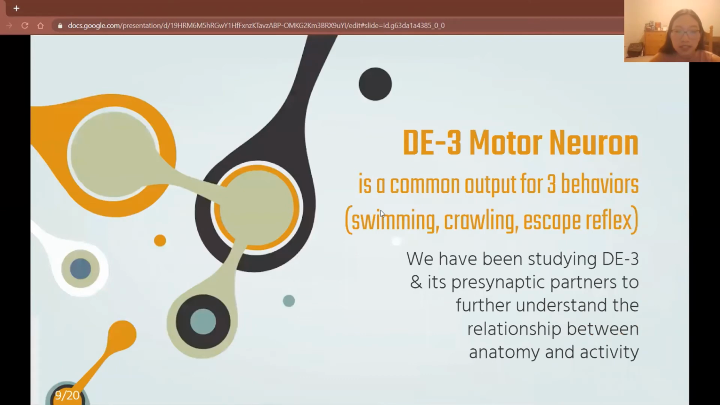We'll be focusing on the leech's DE3 motor neuron and 3 key behaviors: swimming, crawling, and an escape reflex we refer to as local bending. All of these behaviors share a common output in the DE3 motor neuron, and each of these behaviors' neural circuits include DE3. Our research primarily is focused around DE3R and its presynaptic partners. R just refers to the right.